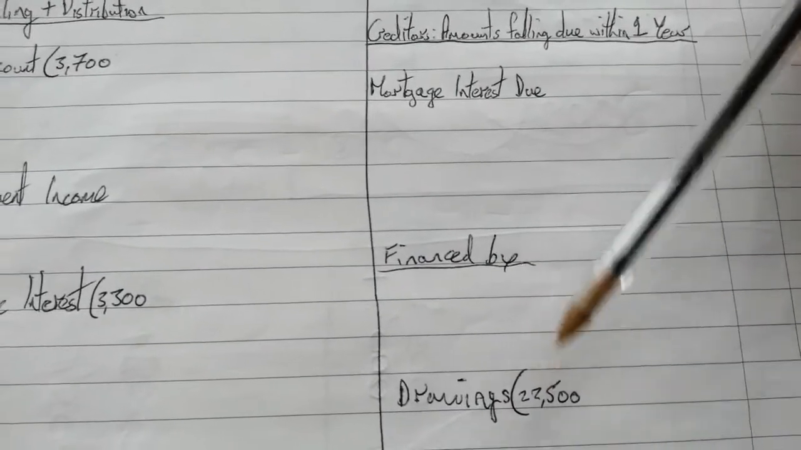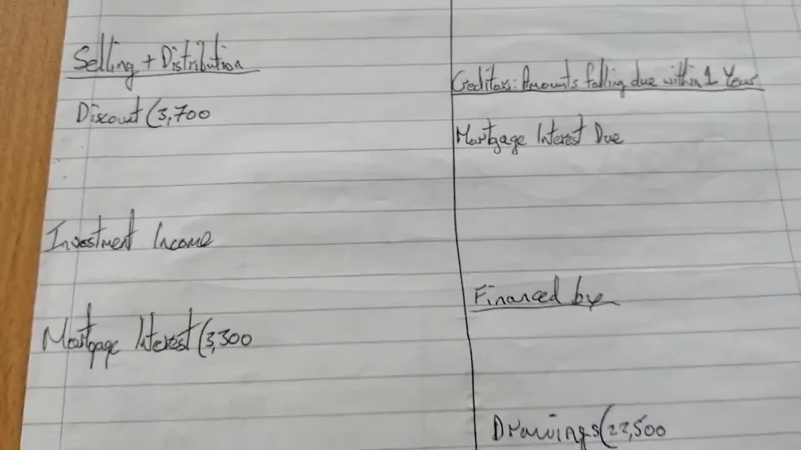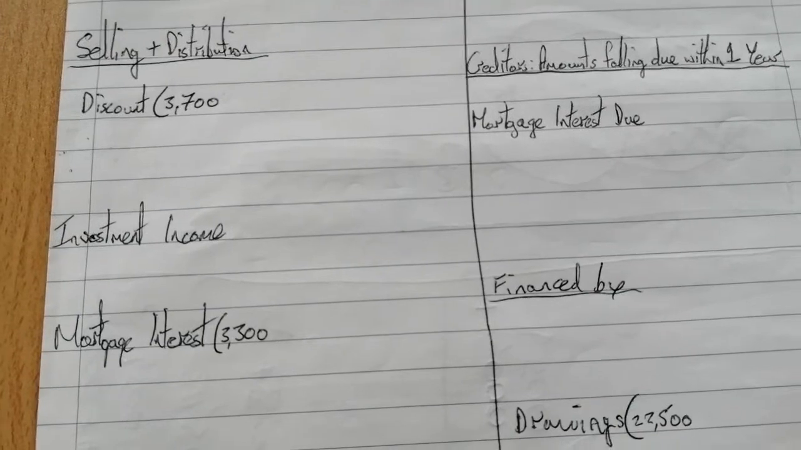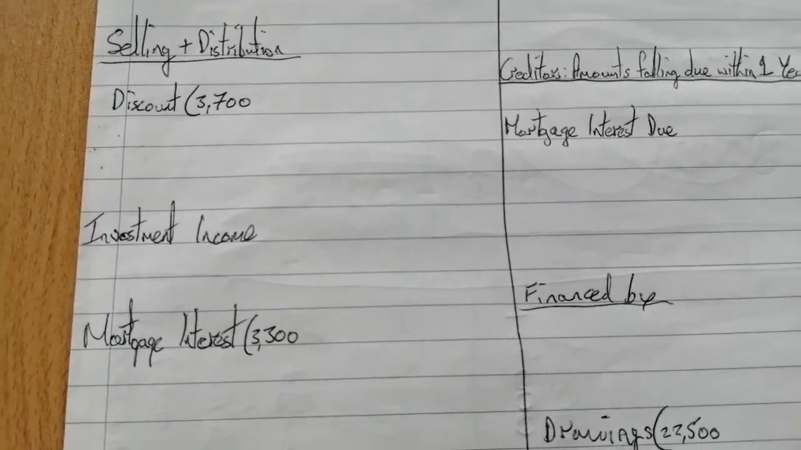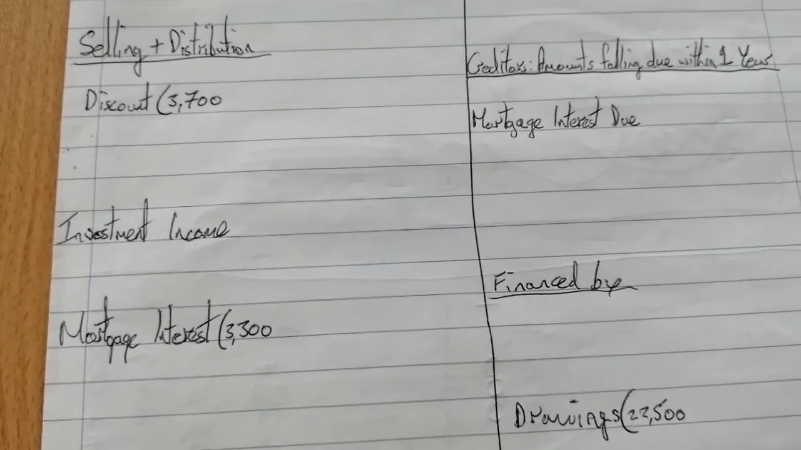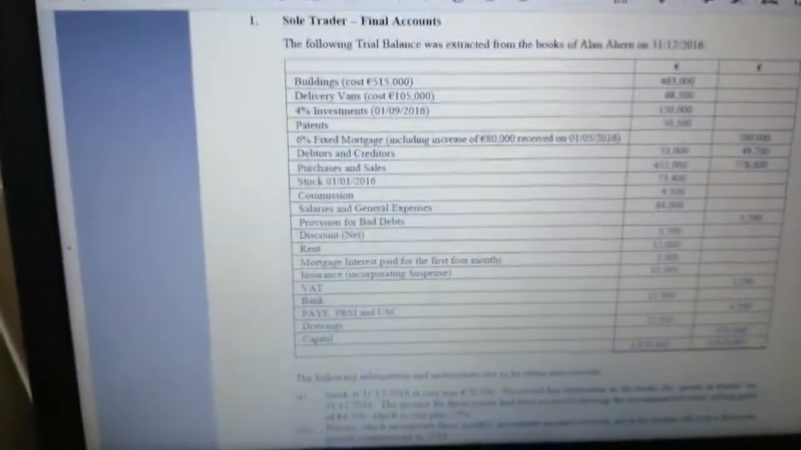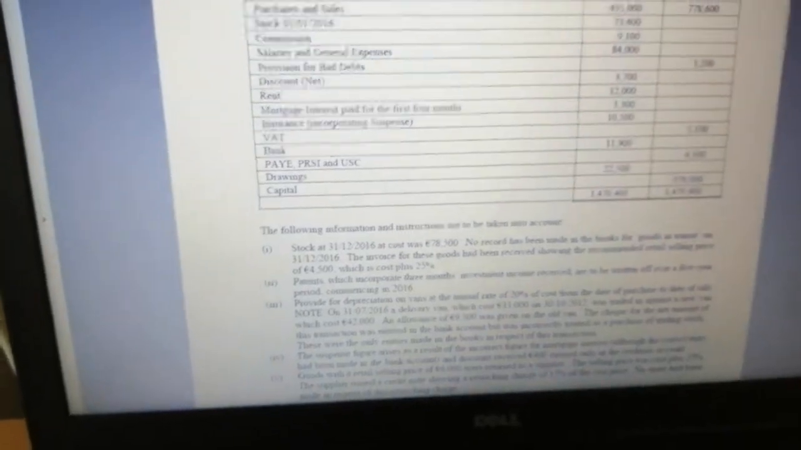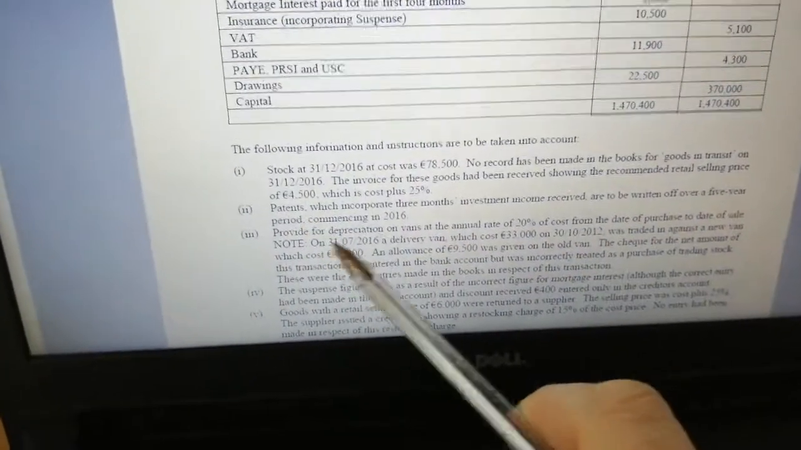buy section I put in the drawings because there's some entry as well that mentions how some of the premises and the mortgage interest that you're paying on the mortgage of the premises should be for private purposes. So we'll need the drawings entry soon as well. Okay, so to get started, let's just look at the first item we need here, and that would be patents which incorporate 3 months investment income are to be written off over a 5-year period.